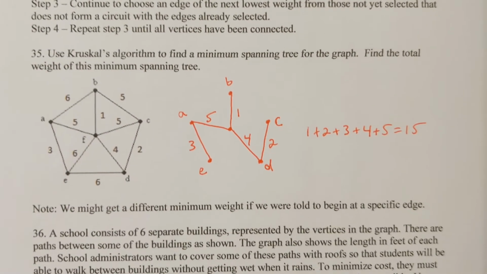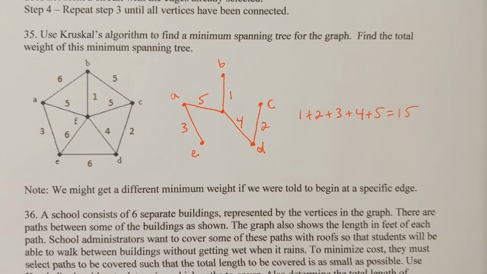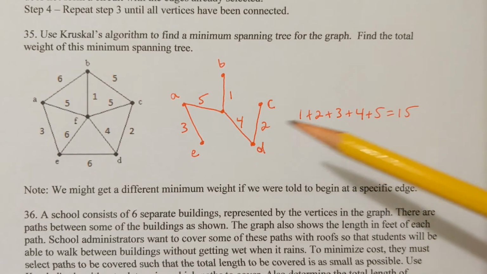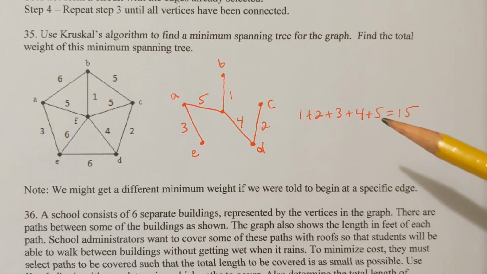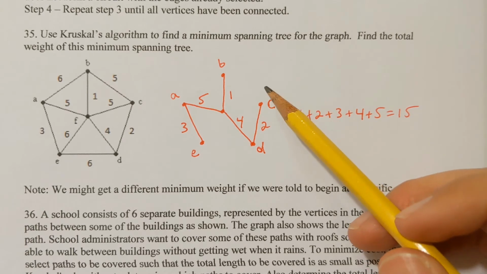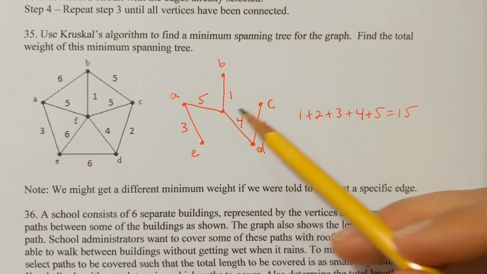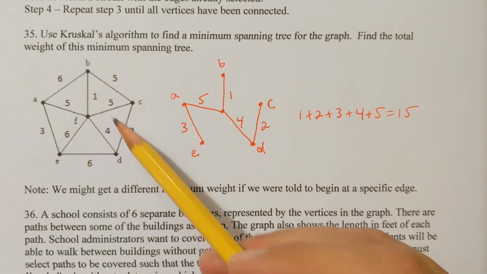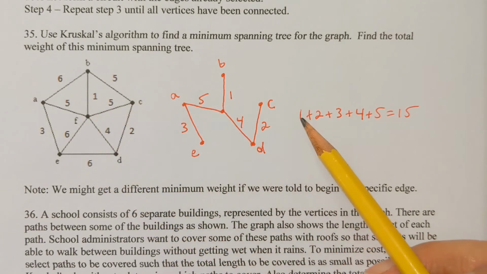Okay, so problem 35 there. I want to use Kruskal's algorithm to find a spanning tree, find the total weight of this minimum spanning tree. Okay, so I've drawn the tree here, and I've kept track of the total weight. The first branch that I select is B to F, since that has the lowest weight out of any of them. And I'm keeping track of the weights, like I said.